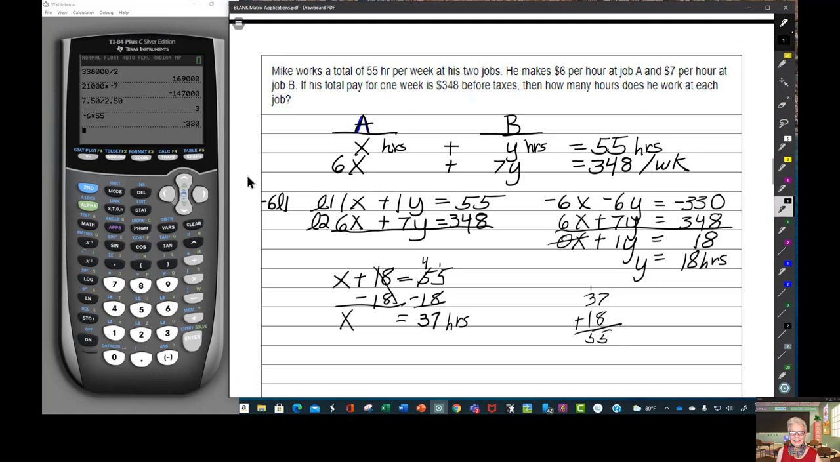So X is, we could write it up here. That's where the answer boxes would probably be. It would be sentences: hours at job A are, and hours at job B are. But let's just leave it like this, 37 and 18. What a pity he's only got 18 hours at the higher paying job. He should go to work for Walmart.